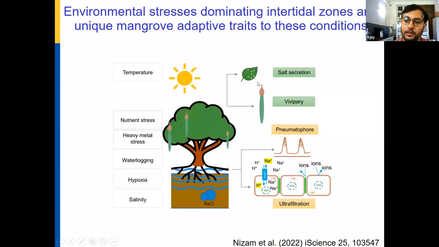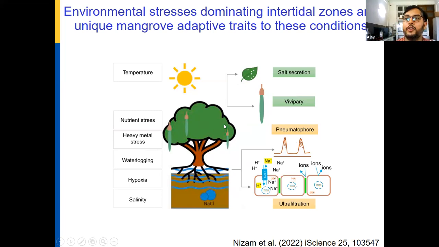Then viviparity. What is viviparity? There is very high salinity in their habitat, and if the plants drop their seeds in the saline conditions, there will be issues related to germination, because you must have seen that higher salinity is a big issue for germination. It means that it creates a stress and plants cannot germinate. So these plants have evolved a mechanism by which they can avoid this saline condition. They germinate their seeds while they are attached to the mother plant. So they are avoiding this salinity stress through this viviparity mechanism.